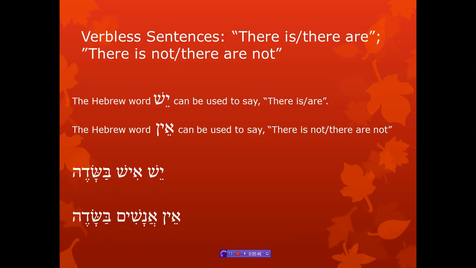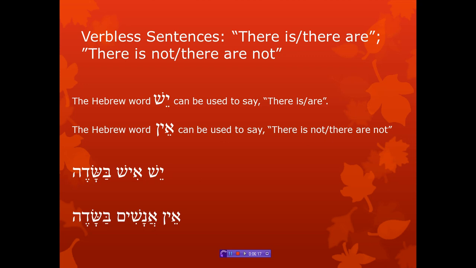Now, there's another kind of verbless sentence, and it uses the Hebrew words yesh and ein. The Hebrew word yesh can be used to say there is or there are. There is no difference in how the word looks if it's singular, there is, or plural, there are. It's all the same. When it comes to translating into English, you just have to make the determination and translate it as either there is or there are.